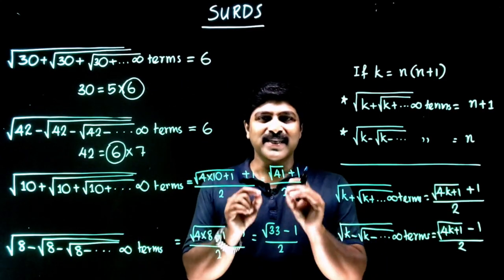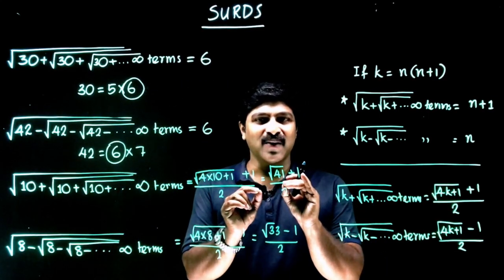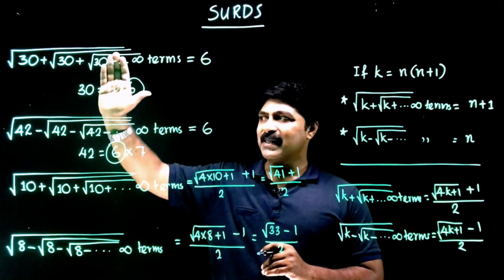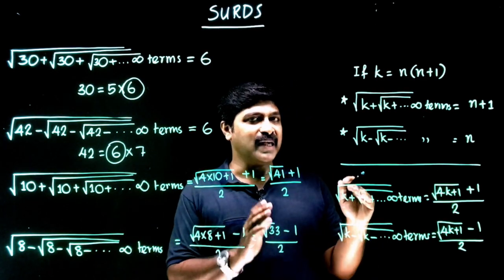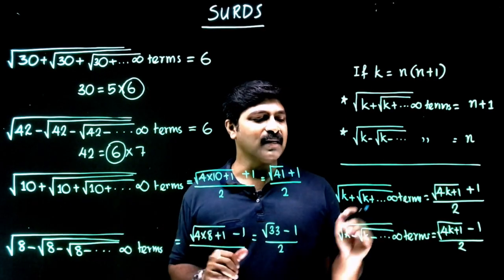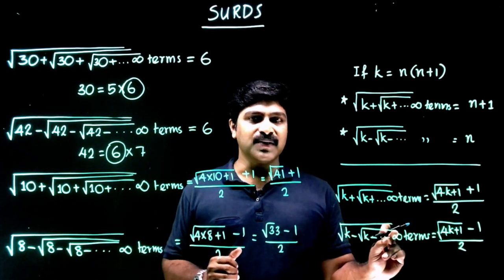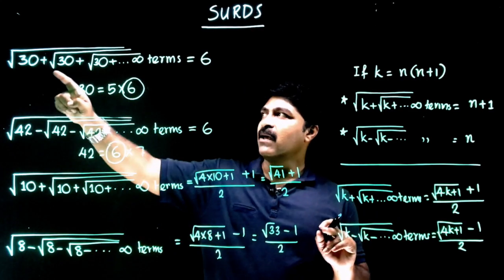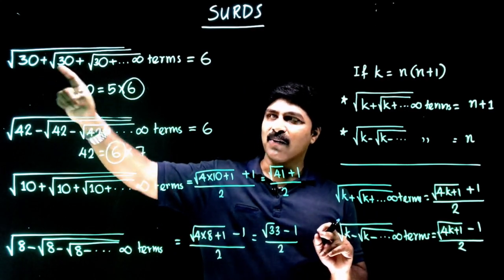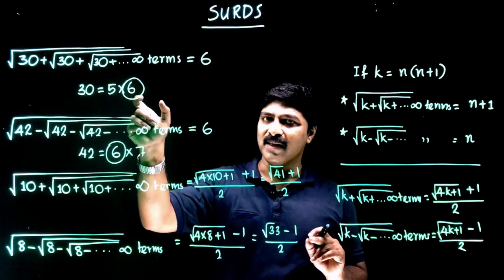Got it? So this is the simple way of approach towards such type of infinite sum questions. So just keep the results in your mind. These two are general results for any type of values. If you substitute 30 instead of k, you will get the same answer here.